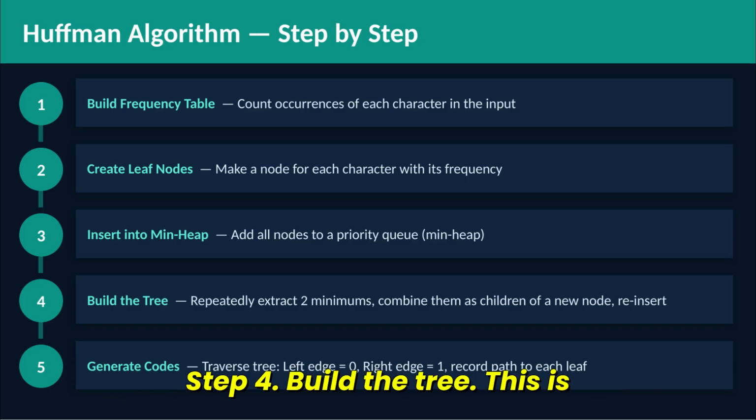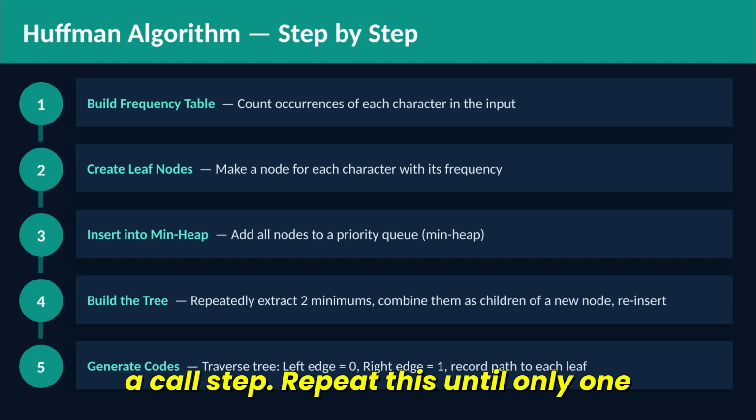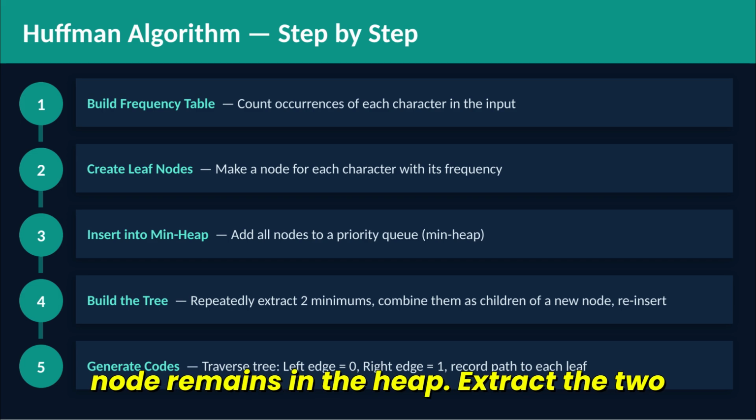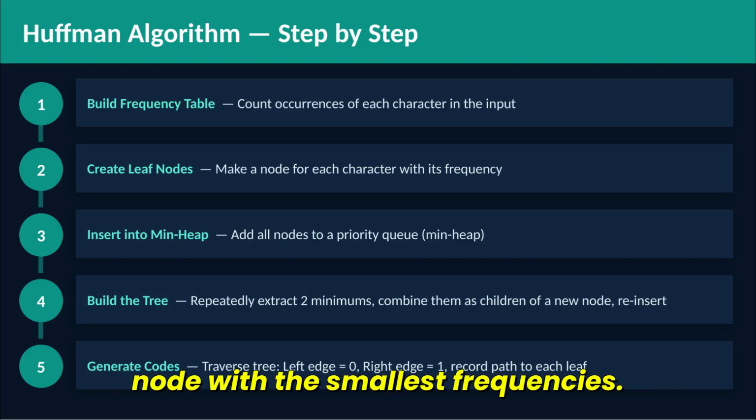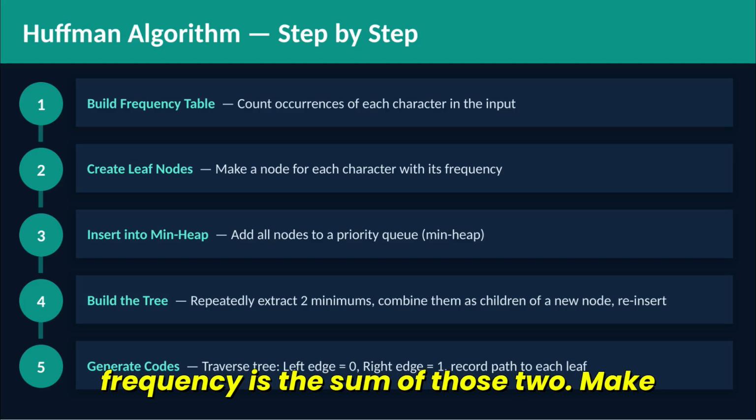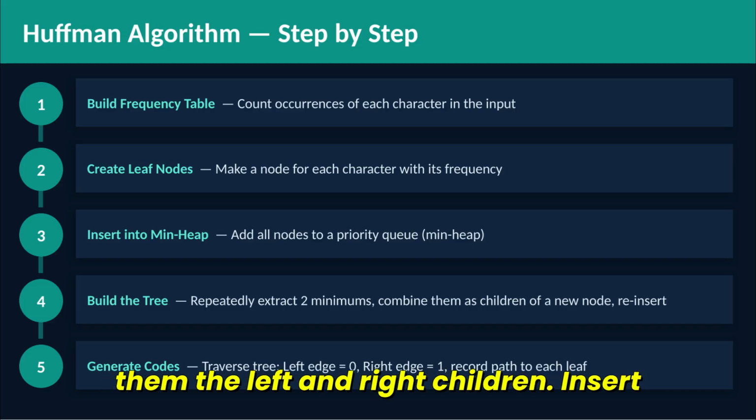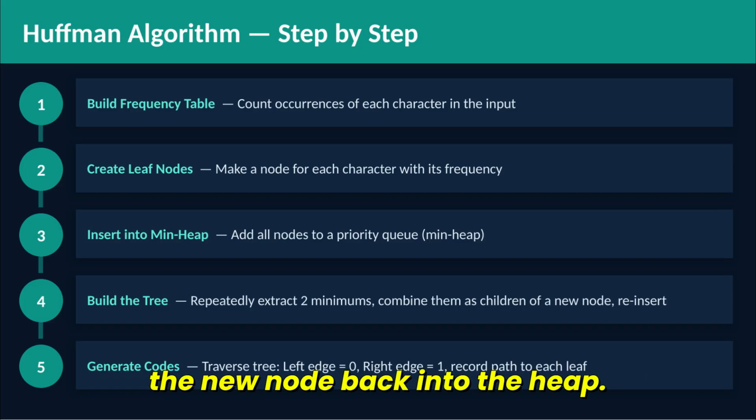Step 4. Build the tree. This is the core step. Repeat this until only 1 node remains in the heap. Extract the 2 nodes with the smallest frequencies. Create a new internal node whose frequency is the sum of those 2. Make them the left and right children. Insert the new node back into the heap.